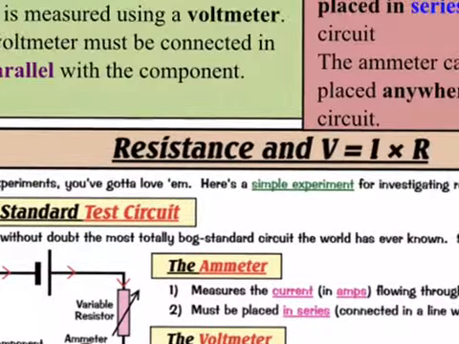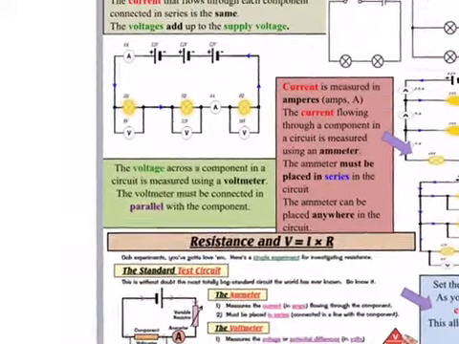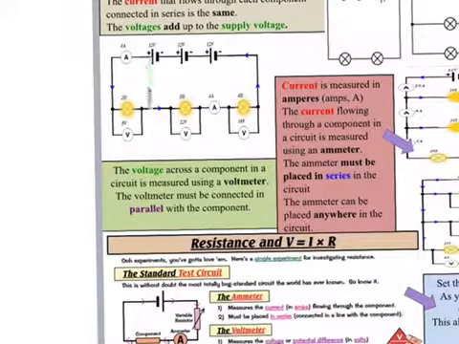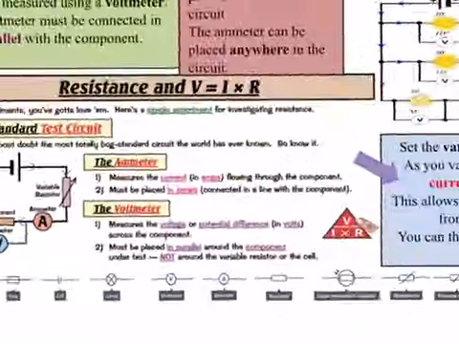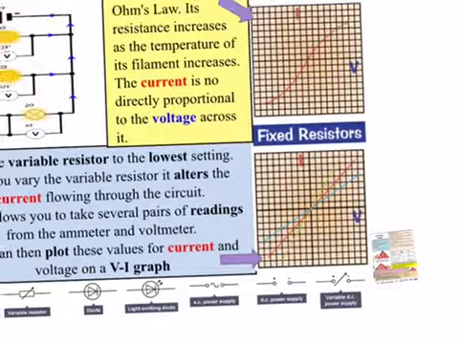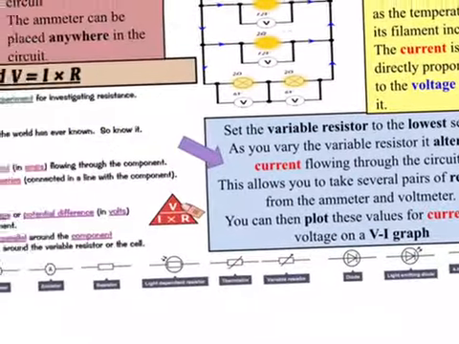You can see up in these ones it was flowing the other way because the battery was the other way around. Look, see? But that's all this circuit is used for, is to produce these graphs over here. Okay, you've got fixed resistors, you've got filament lamps, and you've got diodes. They're the graphs that we need to know.